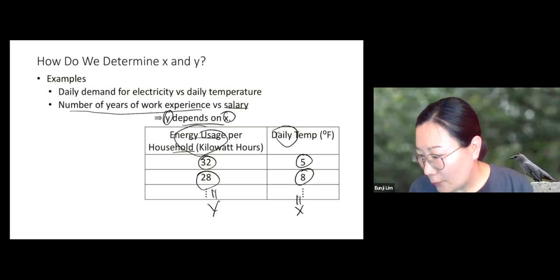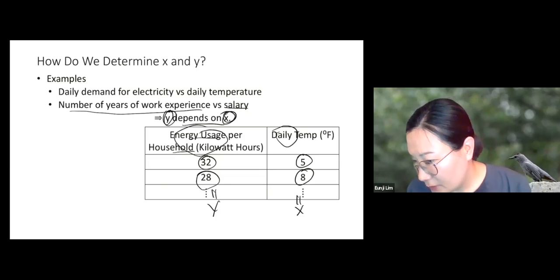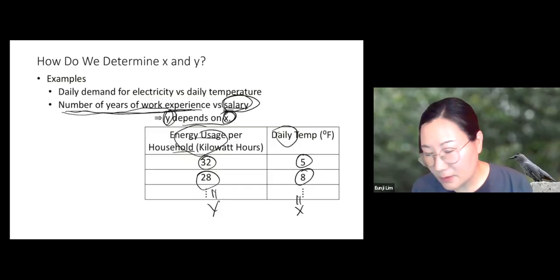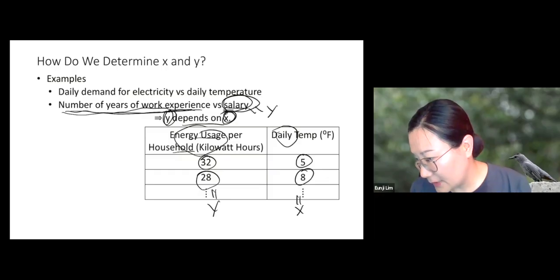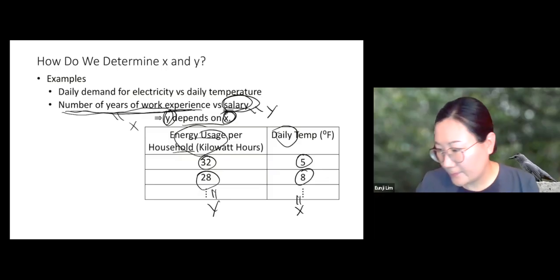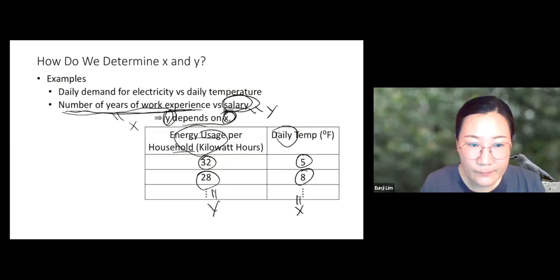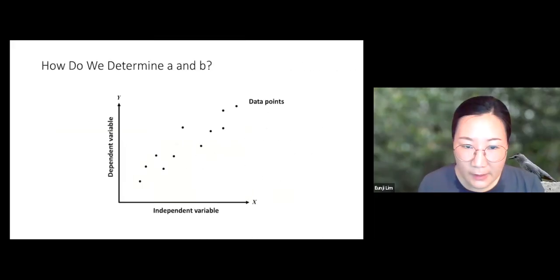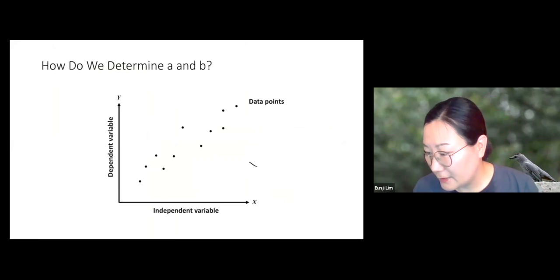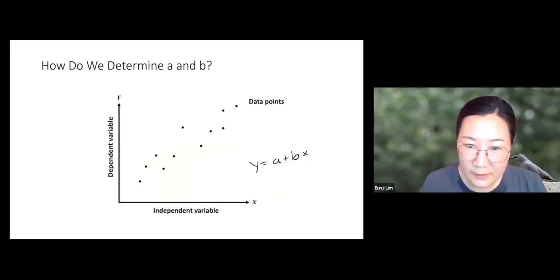Again, remember, Y depends on X. So does the number of years of work experience depend on the annual salary? No. Does the annual salary depend on the number of years of work experience? Yes. Right? So this is Y and this is X. Now, once you determine X and Y, the next thing you need to determine is A and B. How can you find Y equals A plus BX? How can you find A and B?